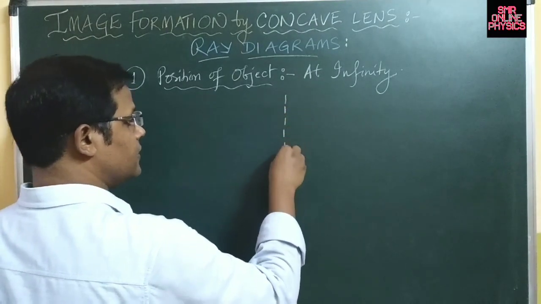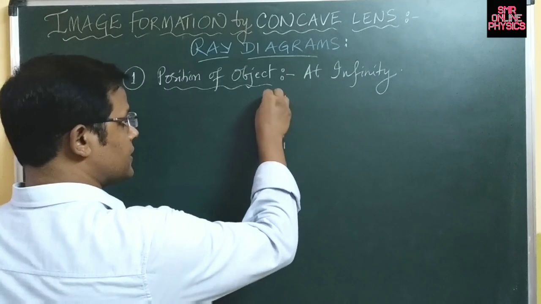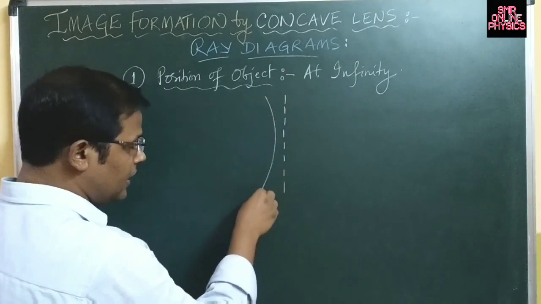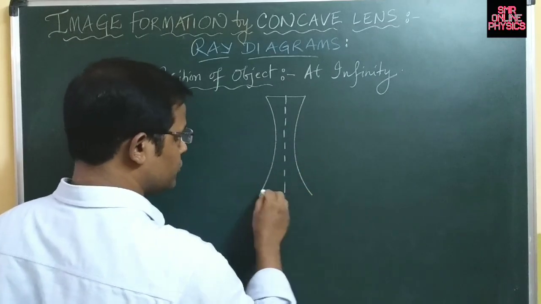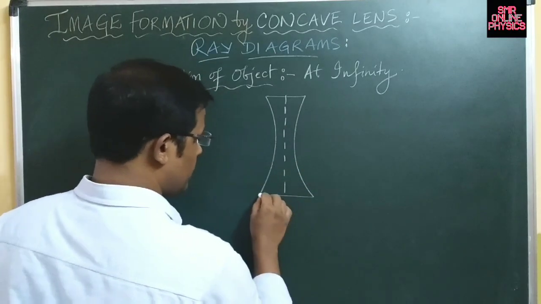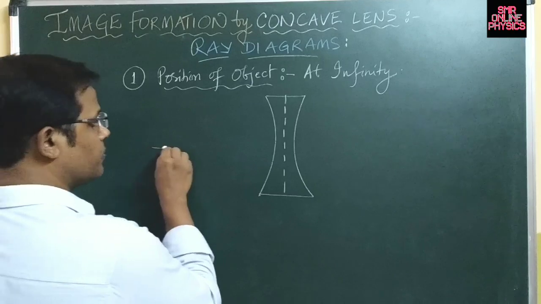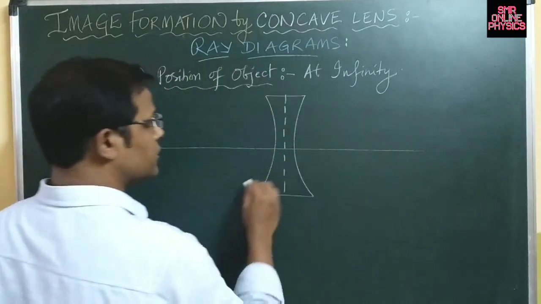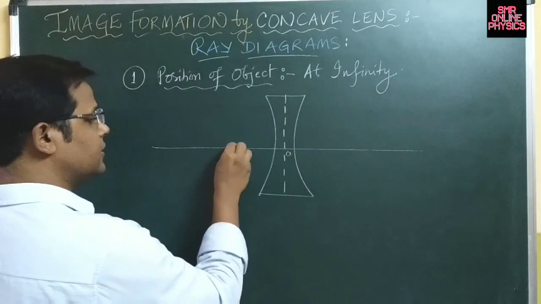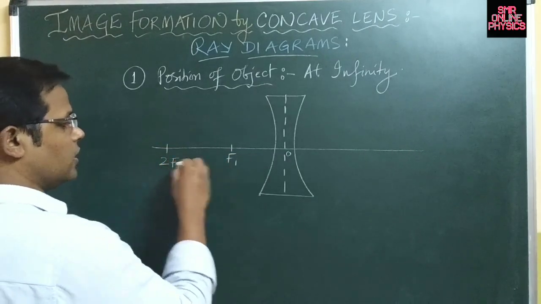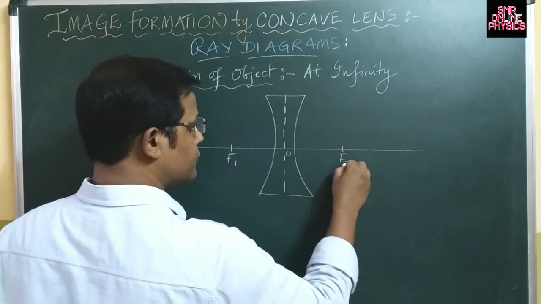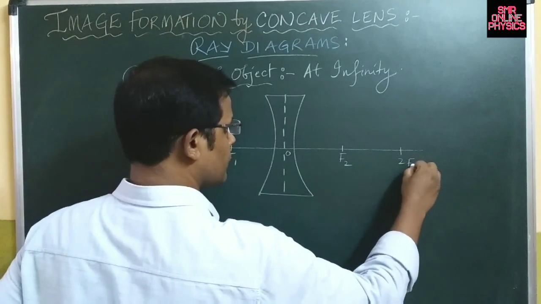This is a concave lens, which is thinner in the middle but thicker at the edges. This is the way to draw the diagram. Okay, then you get your principal axis right through it. This is your optical center. The focus F1, this is your 2F1, this is your F2, this is your 2F2.